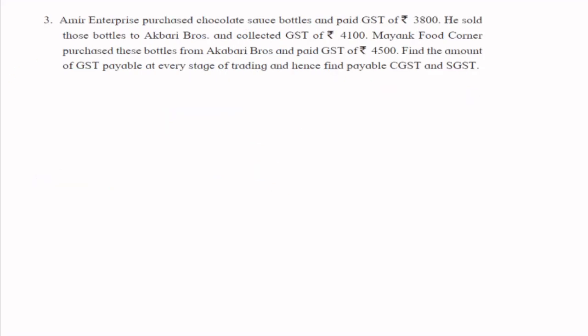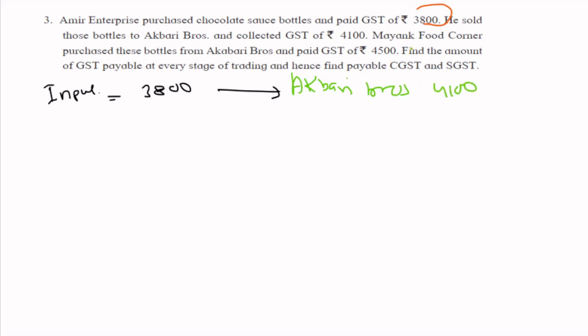Question number 3. Amir Enterprise purchased chocolate sauce bottles and paid GST of 3,800. Okay, so again, your input is how much? 3,800. Okay, and he sold those bottles to Akbari Bros and collected GST of 4,100. He sold to whom? Akbari Bros, and collected GST 4,100. Okay, so 4,100. Now Mayank Food Corner purchased this bottle from Akbari Bros and paid GST 4,500. So there is another chain. Who is that? Mayank. So Mayank paid 4,500.